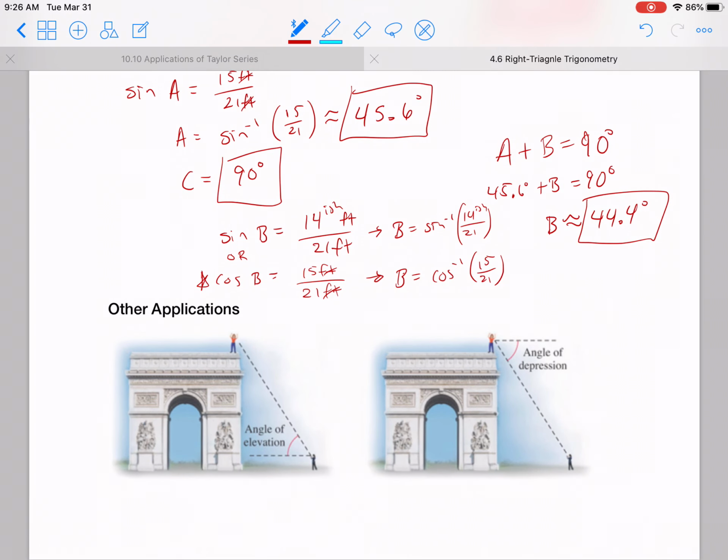Some other applications of this: you can use this to find angles of elevation and angles of depression. This kind of stuff is used to find distances. It's called triangulation, where say you have a canyon that you're looking across and you can't cross it, and there's a tree here, some tree like that. And if you're here and you need to know how far across it is, across the river or canyon or whatever, you can stand right here and then walk a certain distance this way.